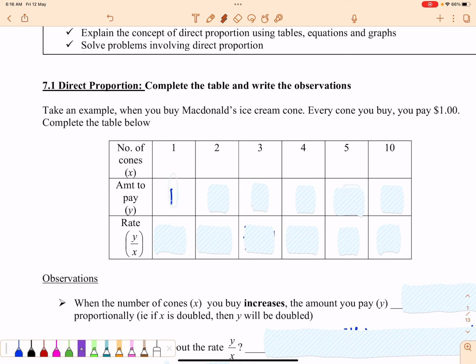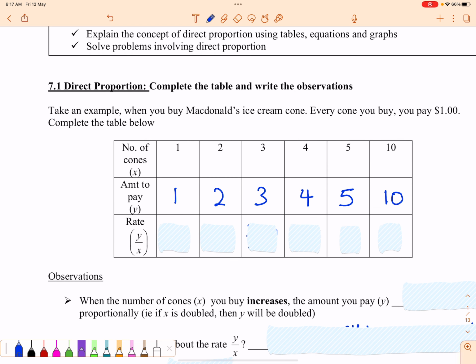So pretty straightforward. One ice cream will cost $1, and two ice cream will cost $2. Three ice cream will cost $3. 10 ice cream will cost $10. Now, if I were to ask you the rate, meaning how much does one ice cream cost, I will take the amount of money divided by the number of cones, which is y divided by x. So if I understand this correctly, 1 divided by 1, I still get 1. If I pay $2 for two ice cream, I take $2 divided by 2, I still get 1.